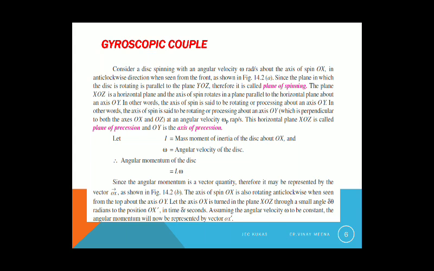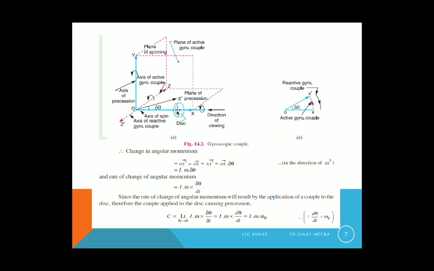Axis of precession. Let I be the mass moment of inertia of the disc about OX, and omega the angular velocity of the disc. Then the angular momentum of the disc is I omega. Change in angular momentum is I omega delta theta, and the rate of change of angular momentum is I omega multiplied by delta theta over delta t. The rate of change of angular momentum results from the application of a couple on the disc.